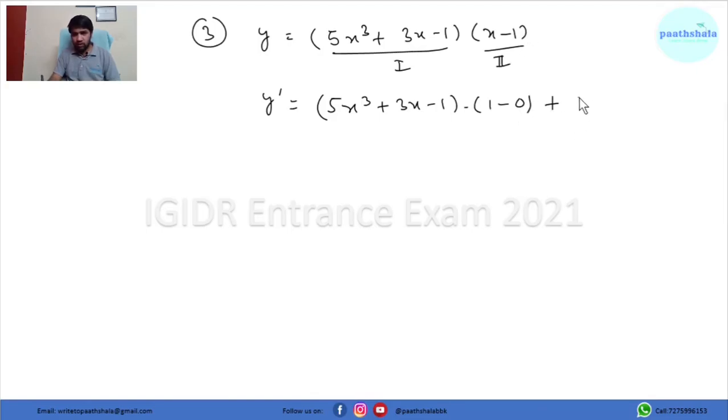Then plus, we'll write the second function and we'll differentiate the first function. So the first function is 5x cube. Again, the x cube is in the form of x to the power n. So 3 will come ahead.